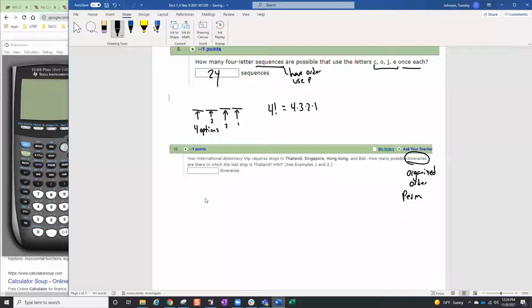So we have Thailand, Singapore, Hong Kong, and Bali. I want the last stop to be Thailand. So that means I have 3 options for the first stop. It could be any of these 3. Once I choose one, now I have 2 options for the next stop. And then there's only one place to go because Thailand has to happen. 3 times 2 times 1 makes 6 itineraries.